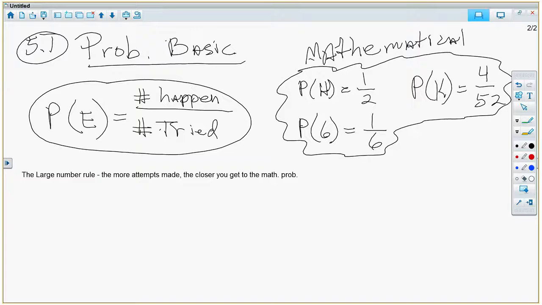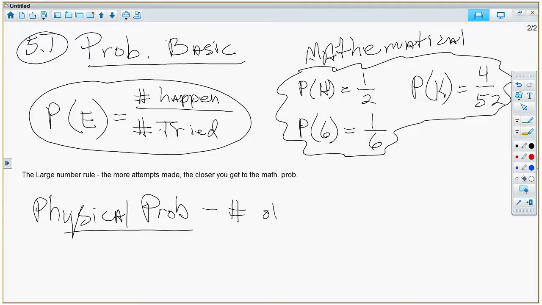How many sides are there to a quarter? 2. How many sides are on a die? How many cards are in the deck of cards? They're based on the package. Where physical probability is based on how many times you do it. Physical probability is how many times you actually do it. Number of times done.